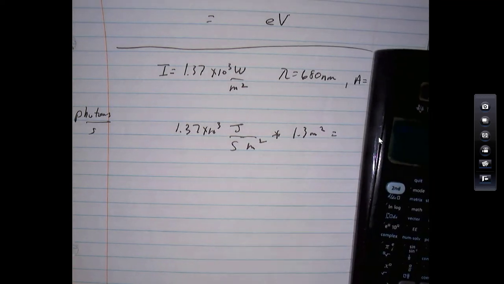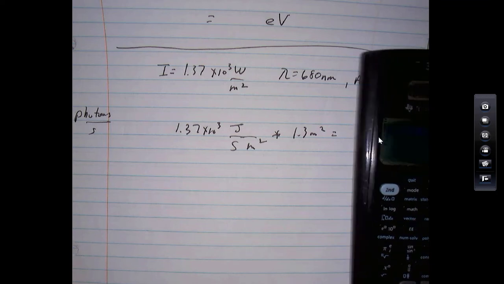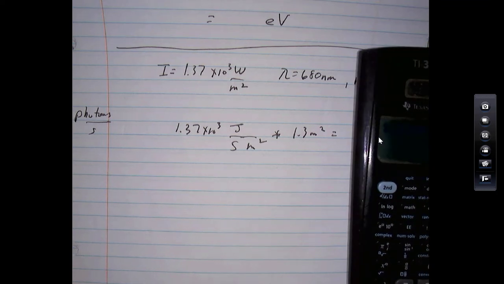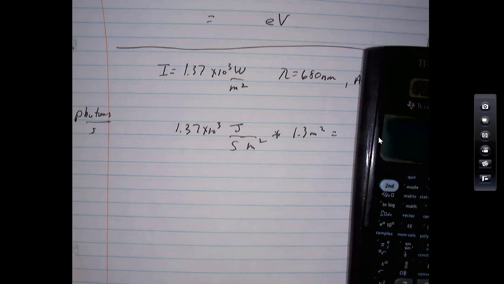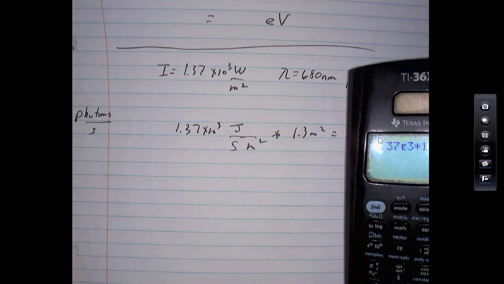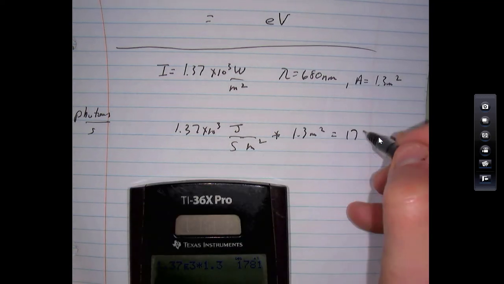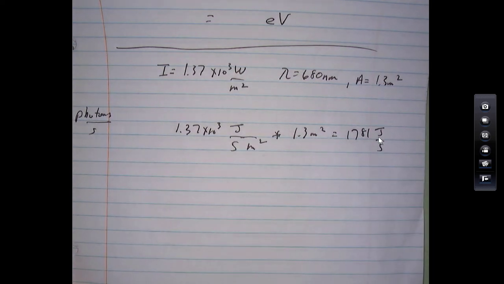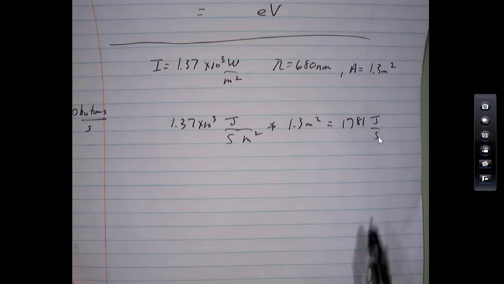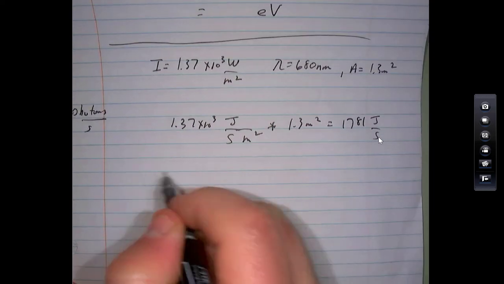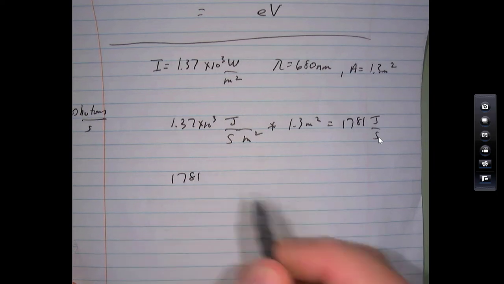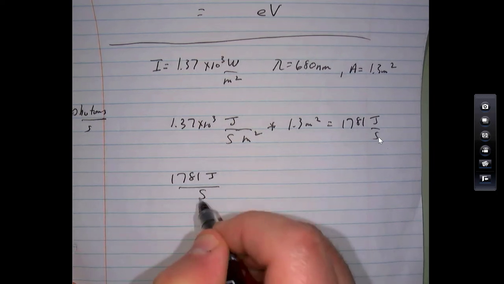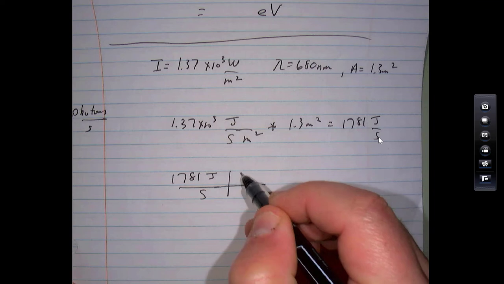Okay, so 1.37 times 10 to the third times 1.3 is 1781, and this is joules per second. Now we want to know how many photons that corresponds to. They're asking for how many photons per second. This is how many joules we have: 1781 joules every second.